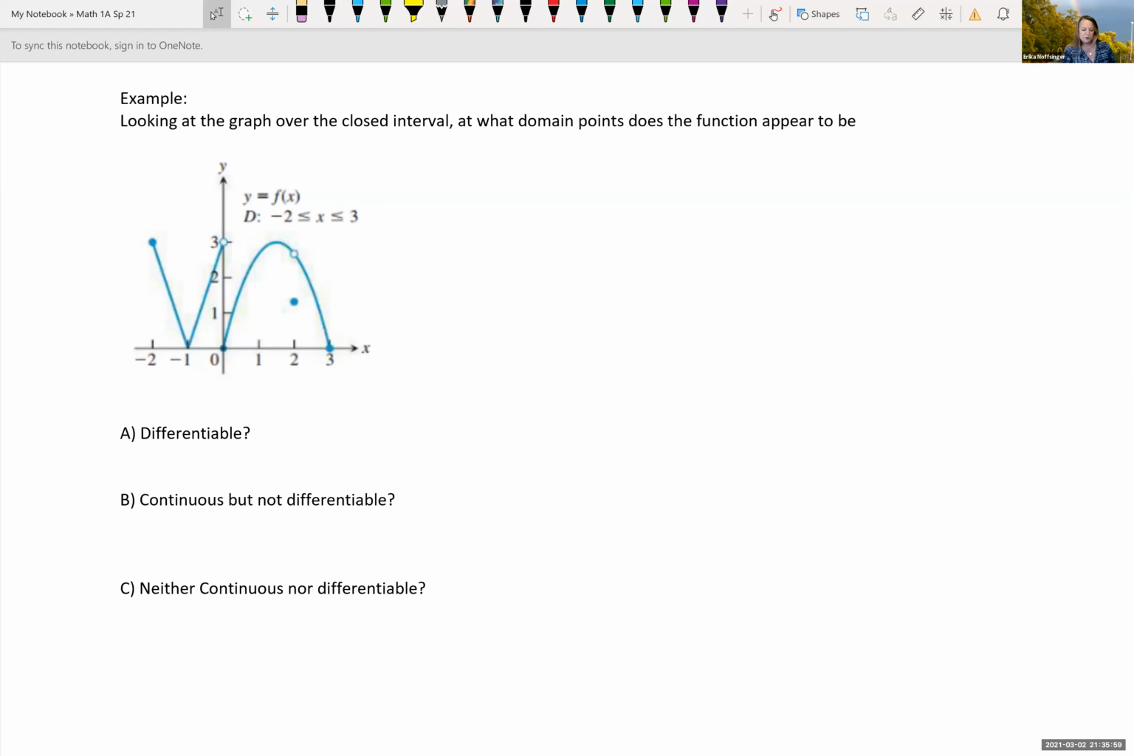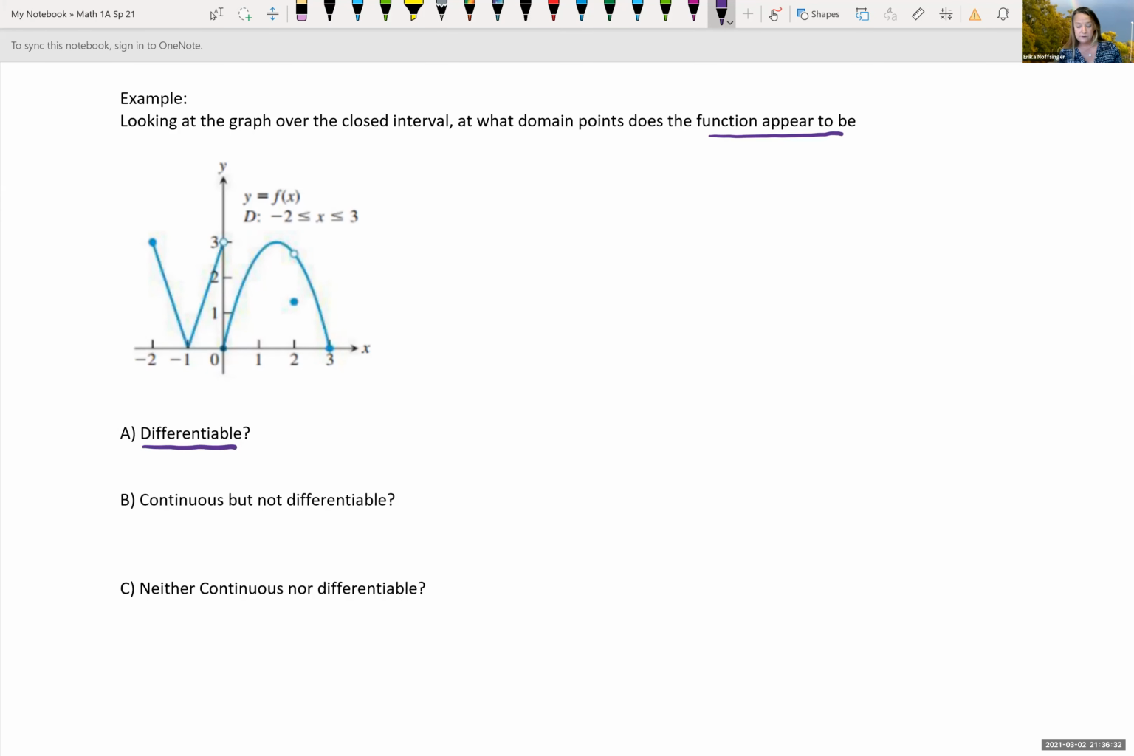So next example, looking at this graph, it looks like we have a piecewise function. We have what looks like an absolute value because there's that sharp corner V, and it looks like we have a parabola which is facing downwards. And it says looking at the graph over this closed interval, at what domain points does the function appear to be differentiable? So we want to know, where does this function appear to be differentiable?